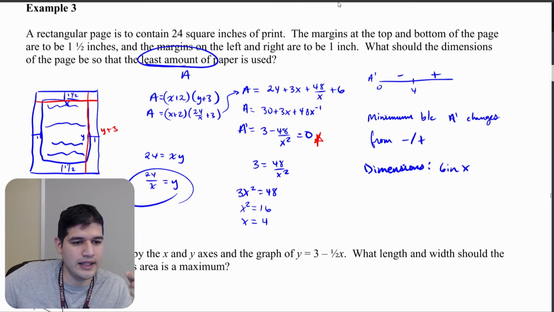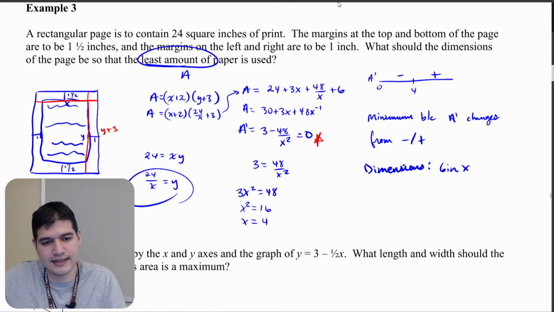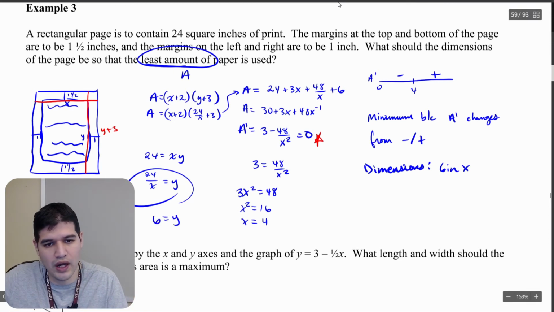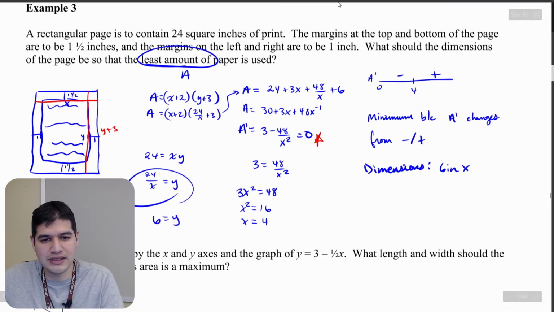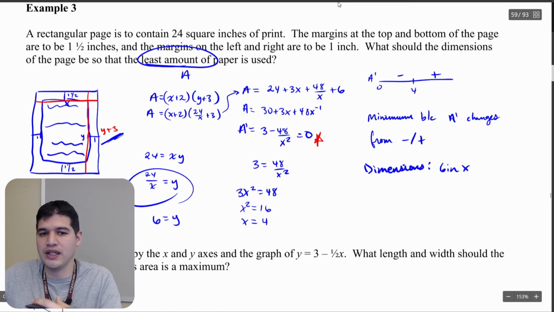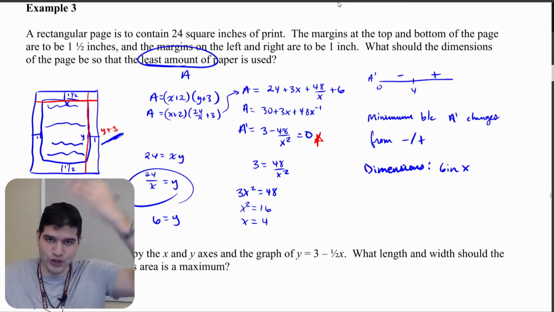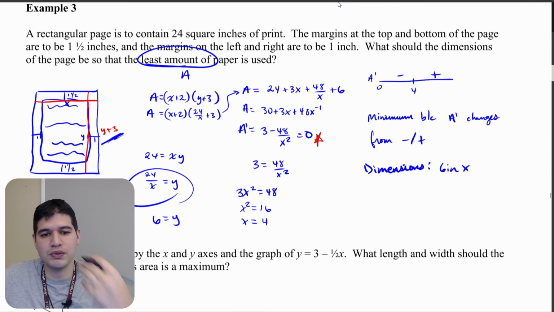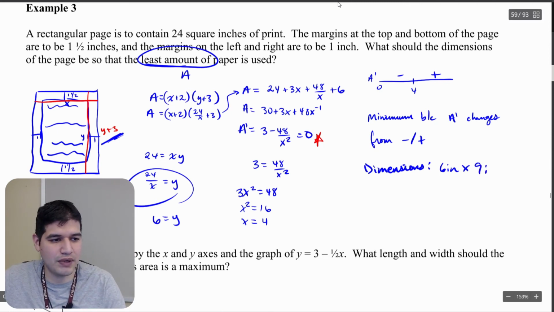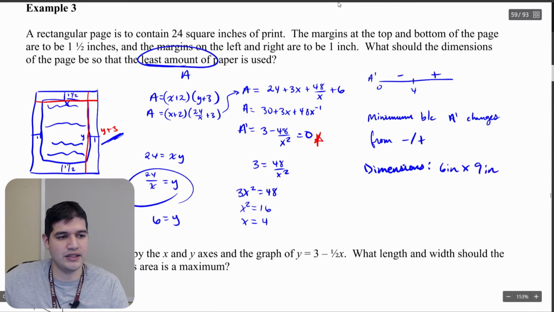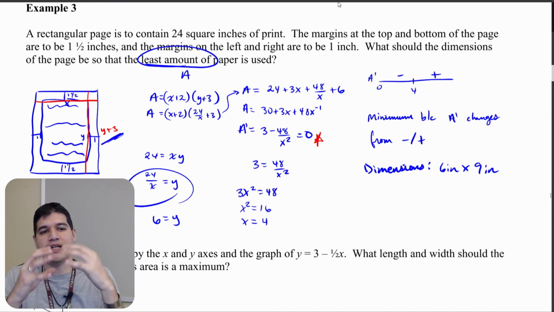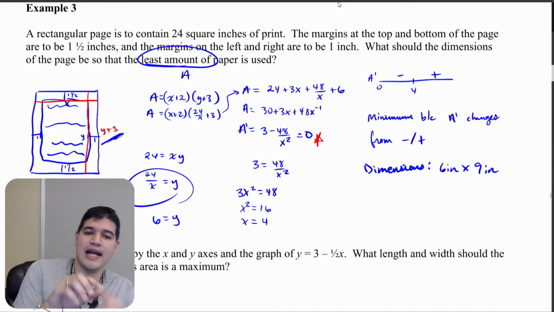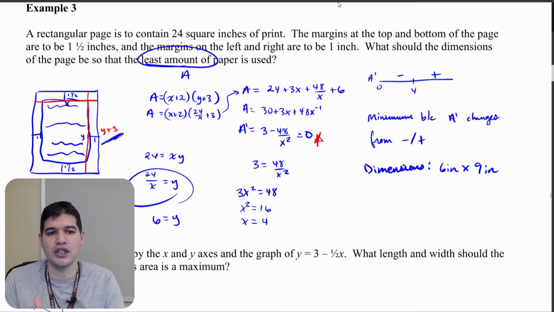So x is 4. So 24 divided by 4 is 6. So then I'm going to get 6 equals y. And I'm going to use now this because y plus 3 is going to get me the dimensions of that vertical side of the page. 6 plus 3 is 9. So that's 6 inches by 9 inches. Those are the dimensions of the page. That gives me 24 square inches of print and the margins that I'm looking for.